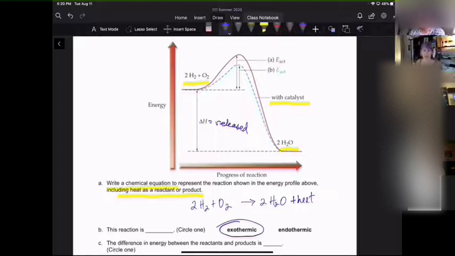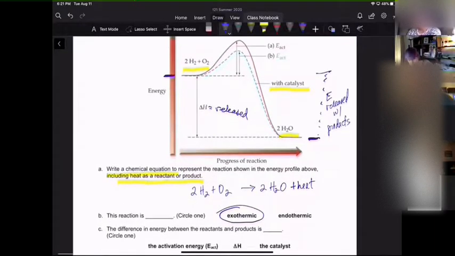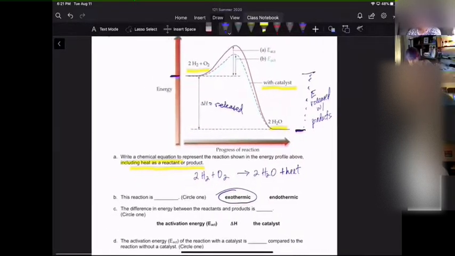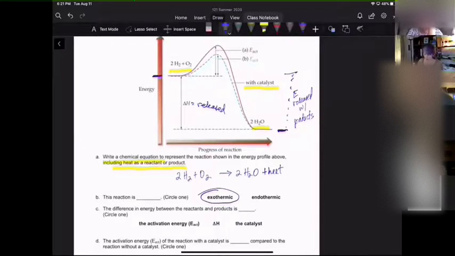Yes, we're seeing that the reactants are at a higher energy and they're going to a lower energy. So in order for those to be equal, all of this must have been released. All right, the difference between the reactants and the products is what? That is, and you can see it labeled on there, that's the delta H, that's the heat. It's enthalpy or heat at constant pressure.